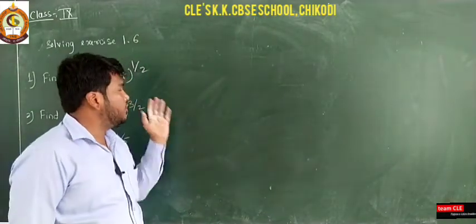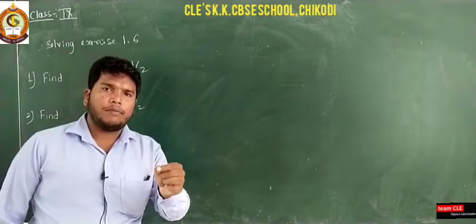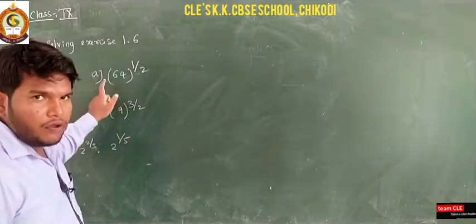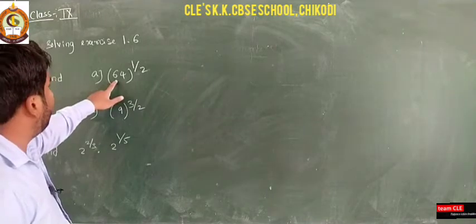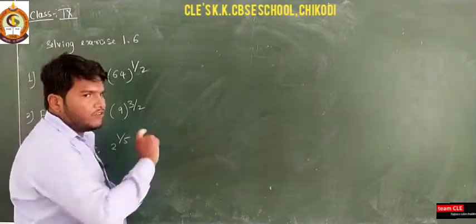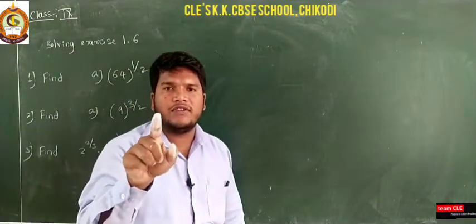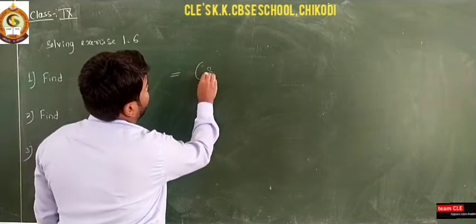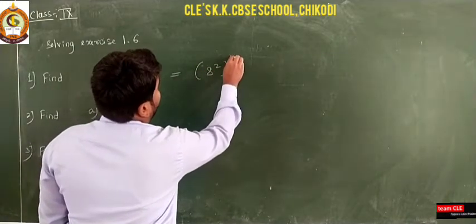After solving this exercise, I complete the first chapter, that is number system. This is the last part of your number system. It is 64 whole raised to 1 by 2. 64 is a perfect square, so you can write this as 8 square whole raised to 1 by 2.